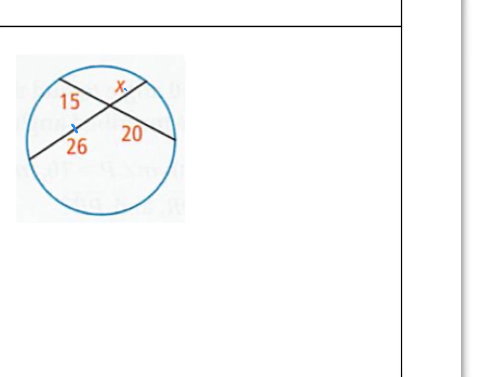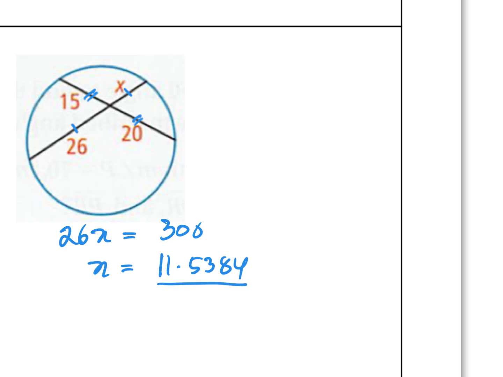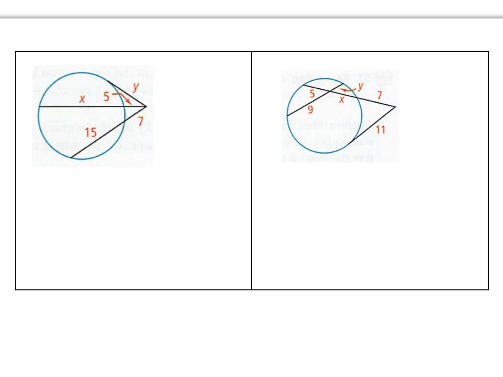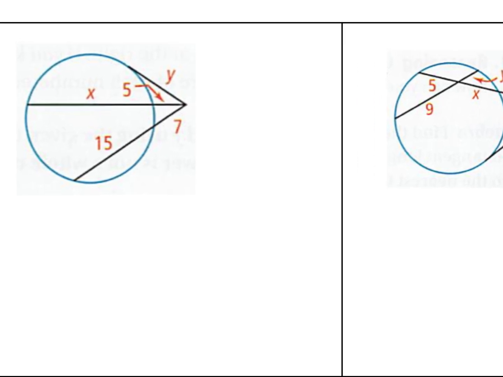Segment length, this one and this one, this one and this one. That's gonna give you 26x is equal to 15 times 20, which is going to give you 300. So x here is equal to 300 divided by 26. That's gonna give you 11.5384. So if I multiply this number with 26, of course I'm going to get 300. Therefore our calculations are correct. Okay, we have two more.